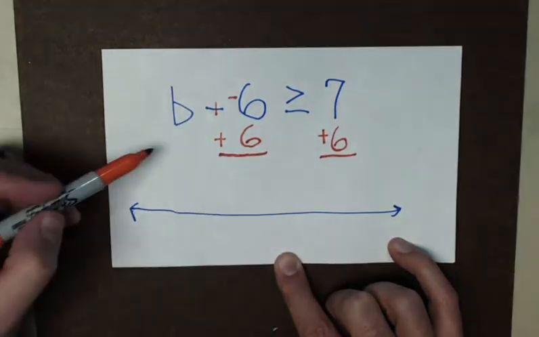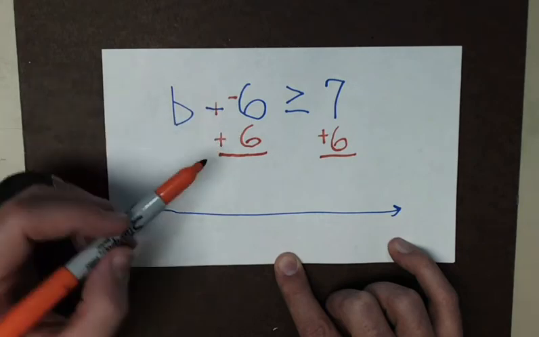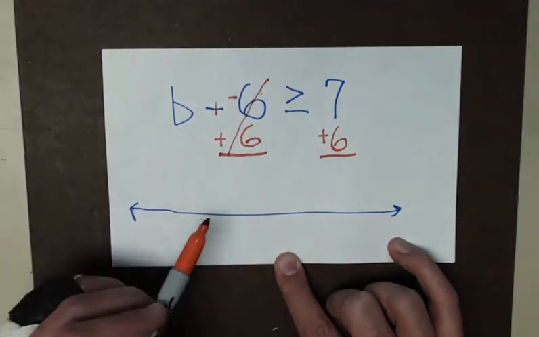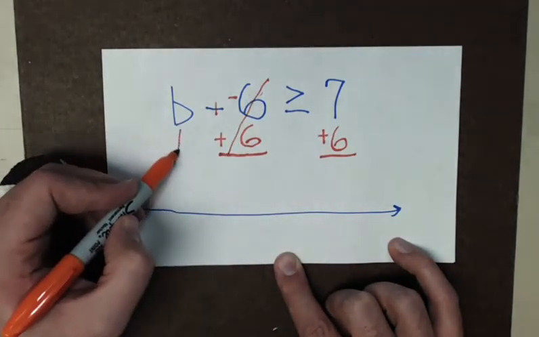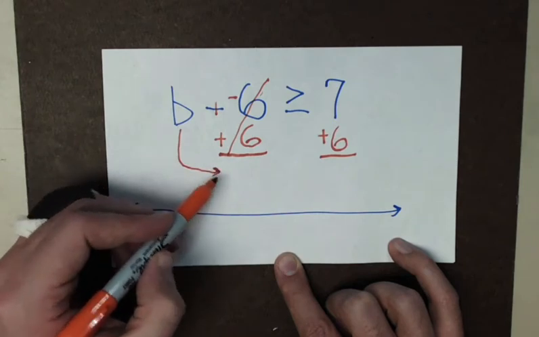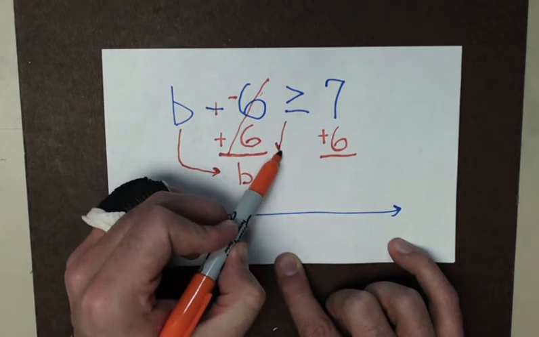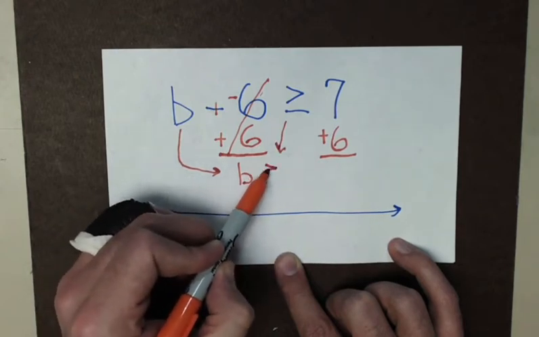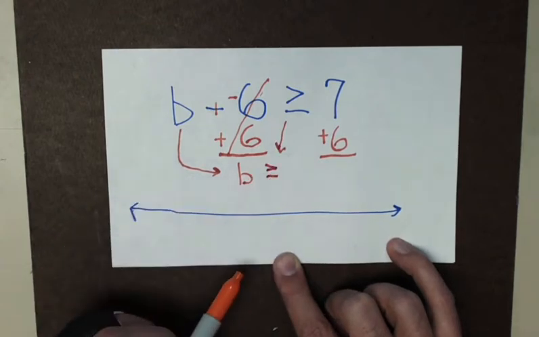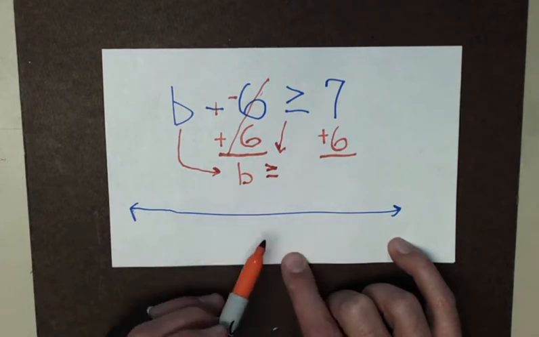Now, negative 6 plus 6 cancels out. We're going to bring the B down. Alright, the sign comes down. It's a greater than or equal to, and 7 plus 6 is 13.